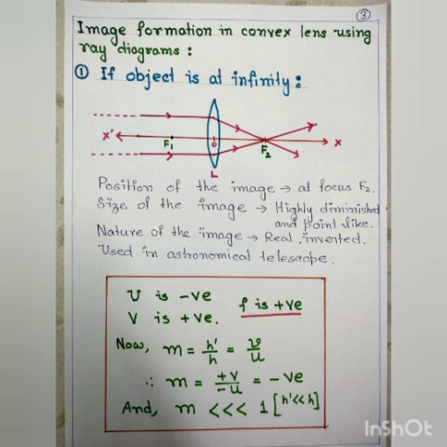Now let us discuss the position, size and nature of the image. Where will be the position of the image? It will be at focus F2. And how will be the size of the image? It will be highly diminished and point-like. And the nature will be real and inverted. Now this situation in daily life is used in an astronomical telescope. Now we will discuss more about this situation.